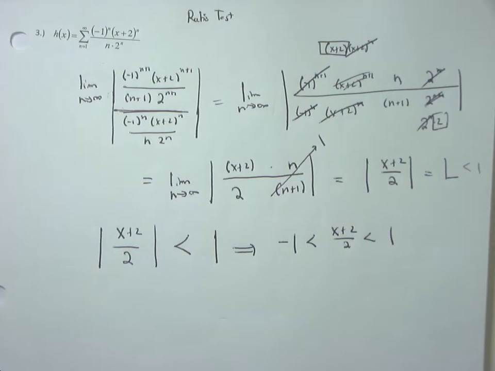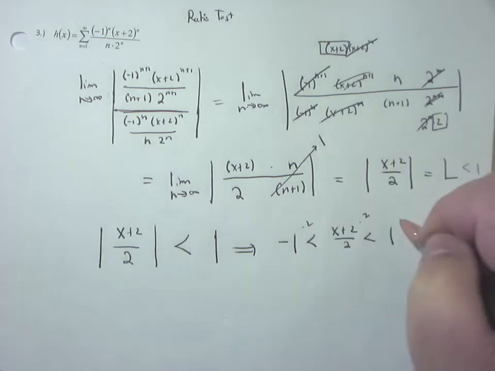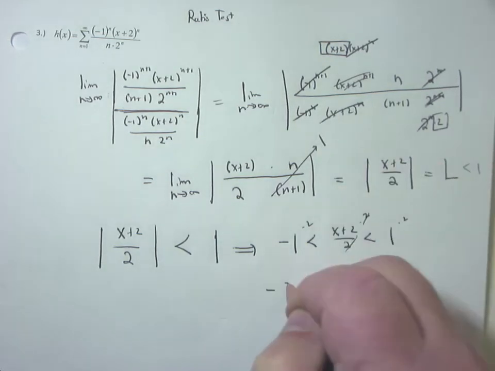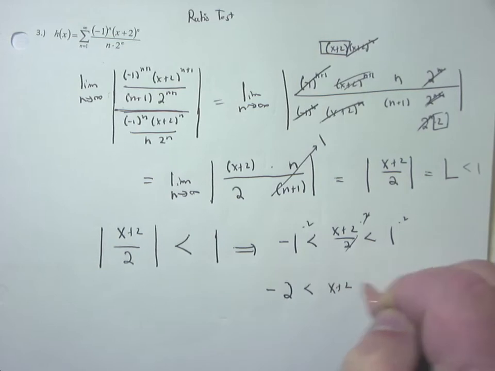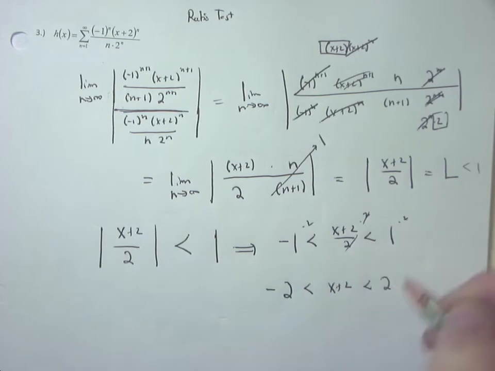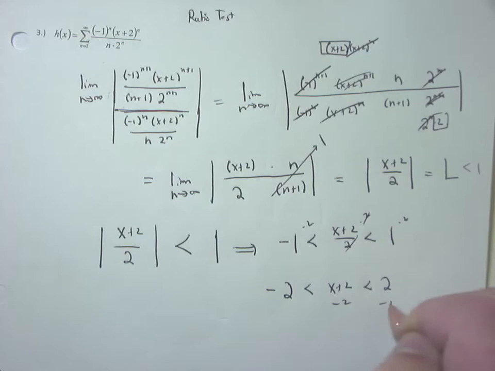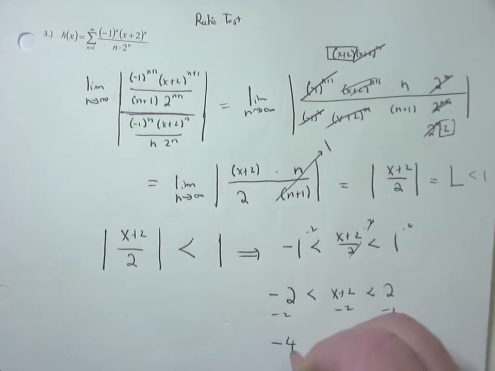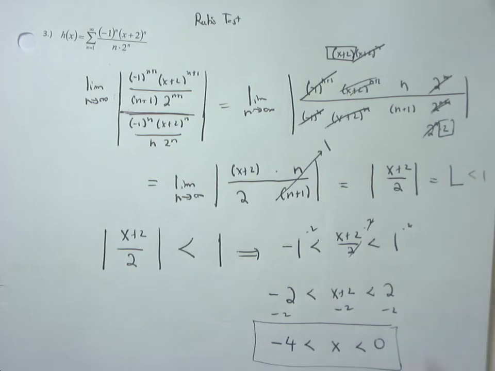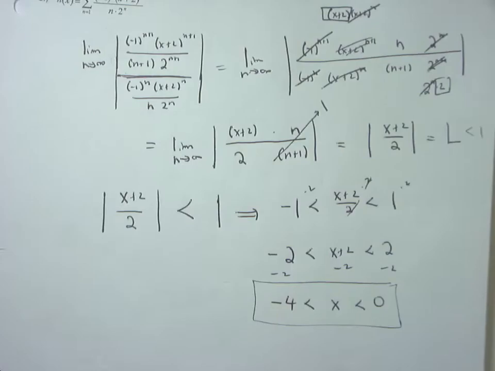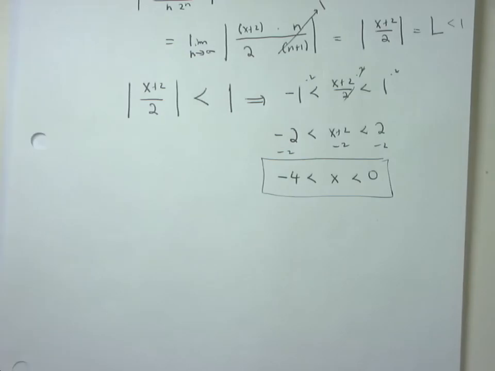What's your first move? Got to get the x by itself. Multiply by 2 on all sides. This cancels. You're left with negative 2 is less than x plus 2, which is less than 1 times 2, which is 2. Then I'm going to subtract 2 from all sides. That gives me negative 4 is less than x, which is less than 0. And this is almost my interval of convergence. Last thing I have to do when I'm using the ratio test is, what do I have to do to these endpoints? Test them. So we're going to test the endpoints.